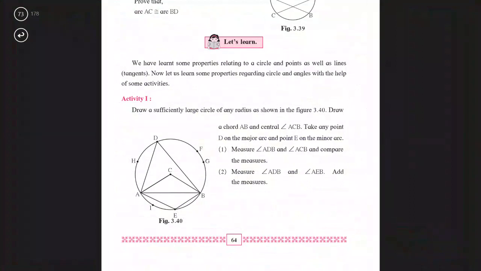Hello, children. Today we begin with a new topic, the inscribed angle theorem, which is a very important part of this lesson from the exam point of view and also the application point of view, because you will find a lot of questions based on this theorem. Okay.